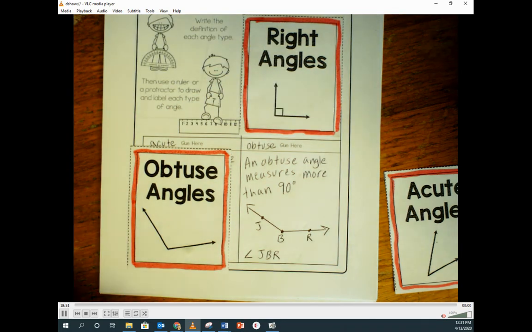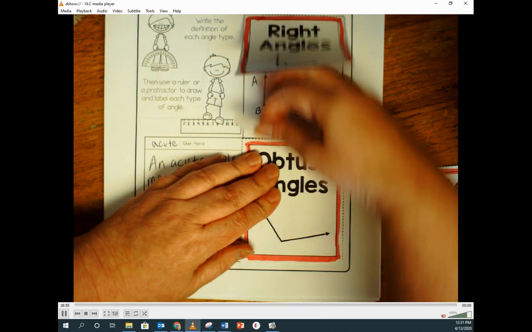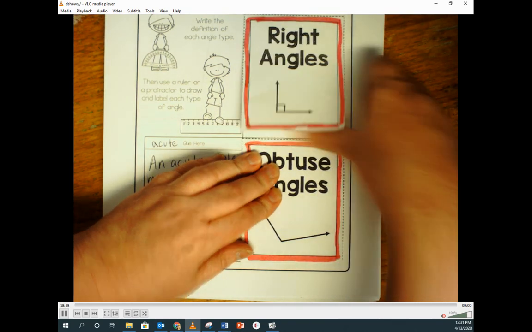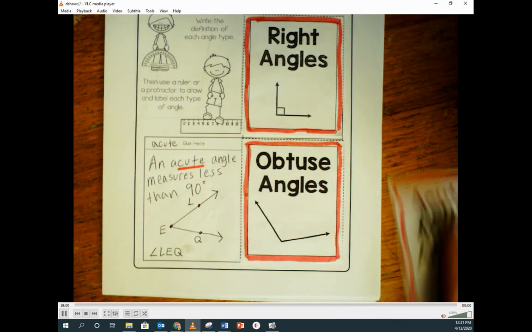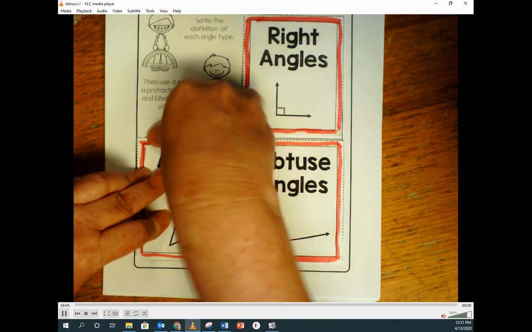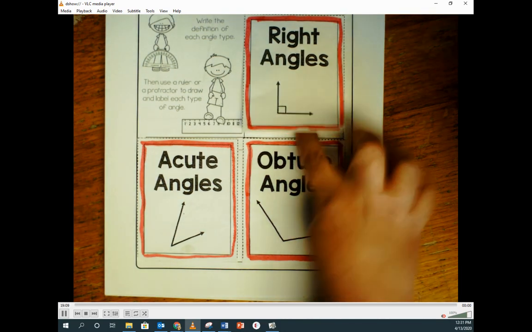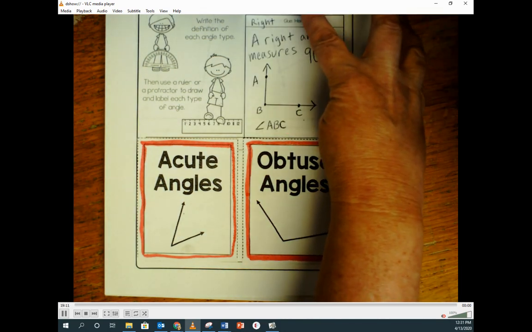So right angles and obtuse angles and acute little angles. So then when you lift it up, you have your definitions.